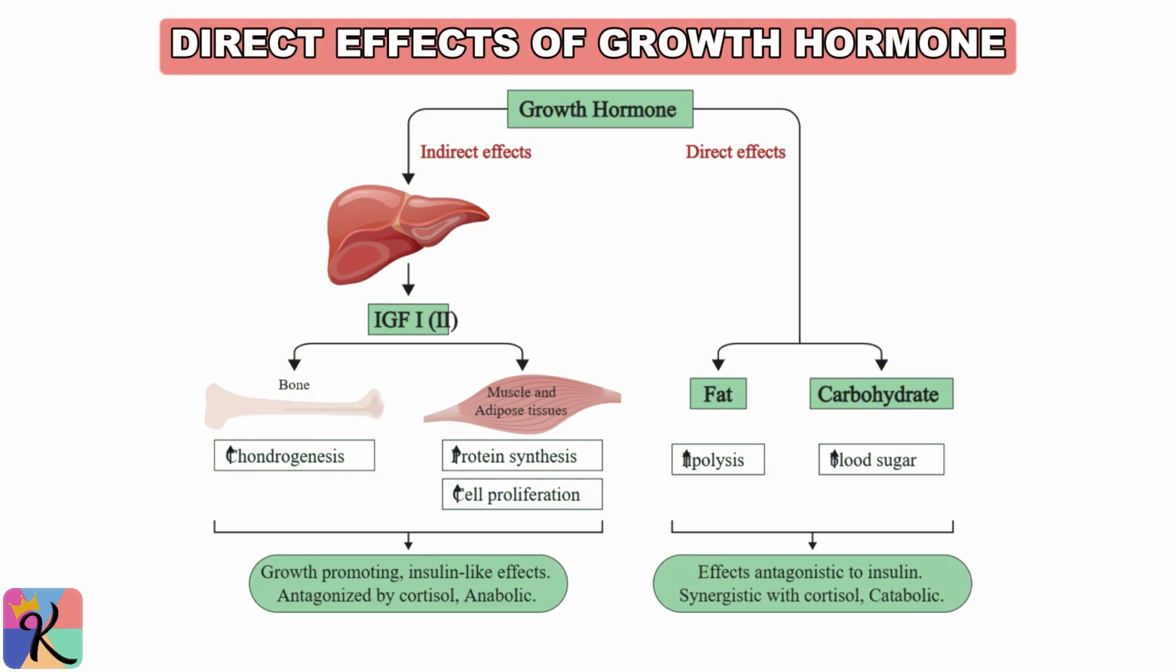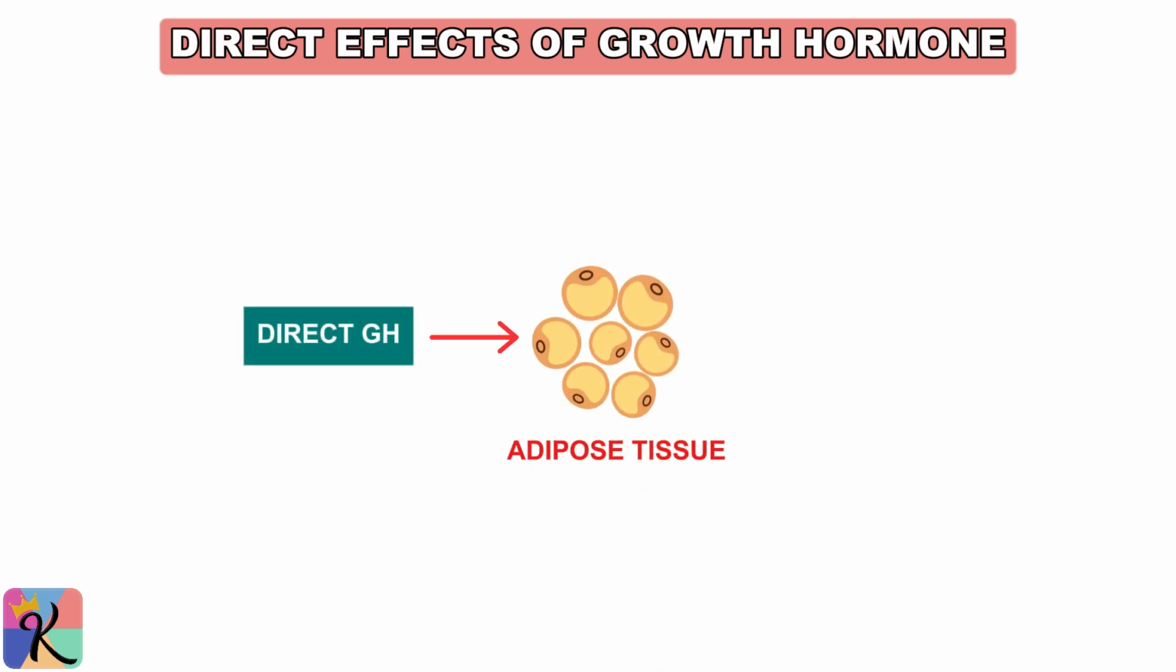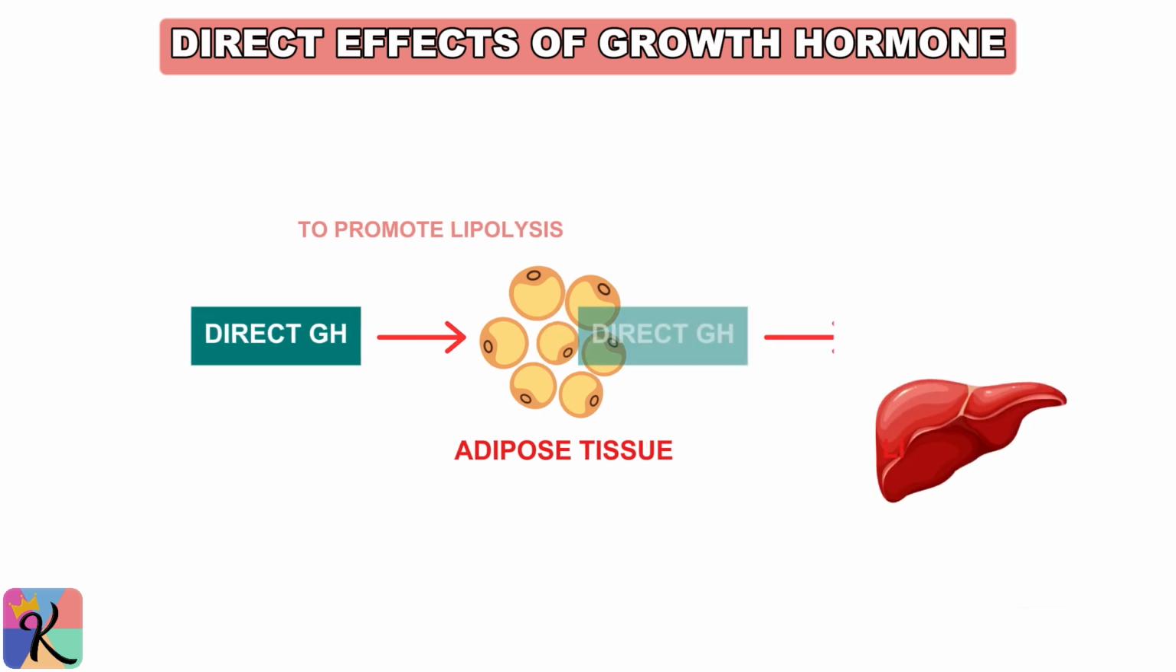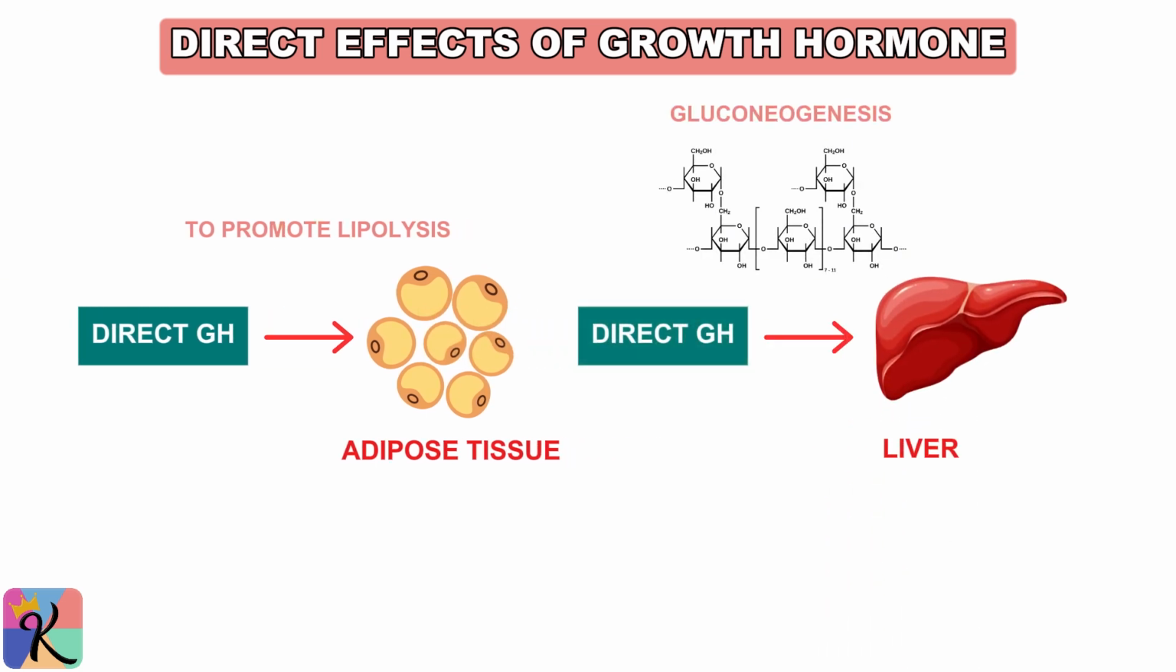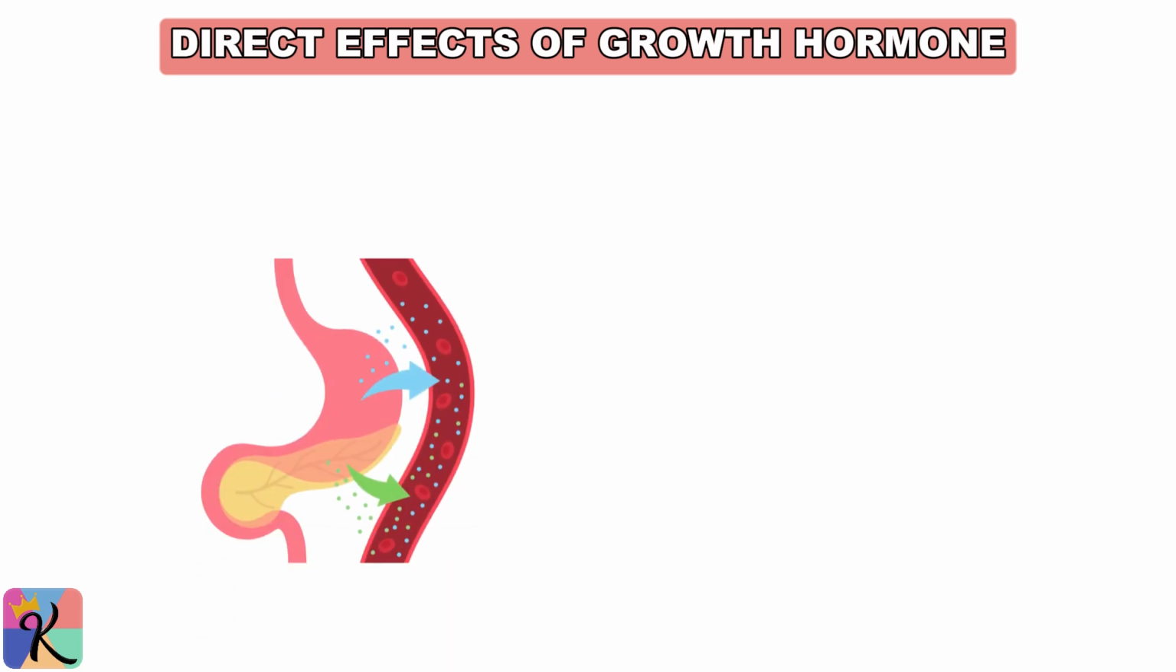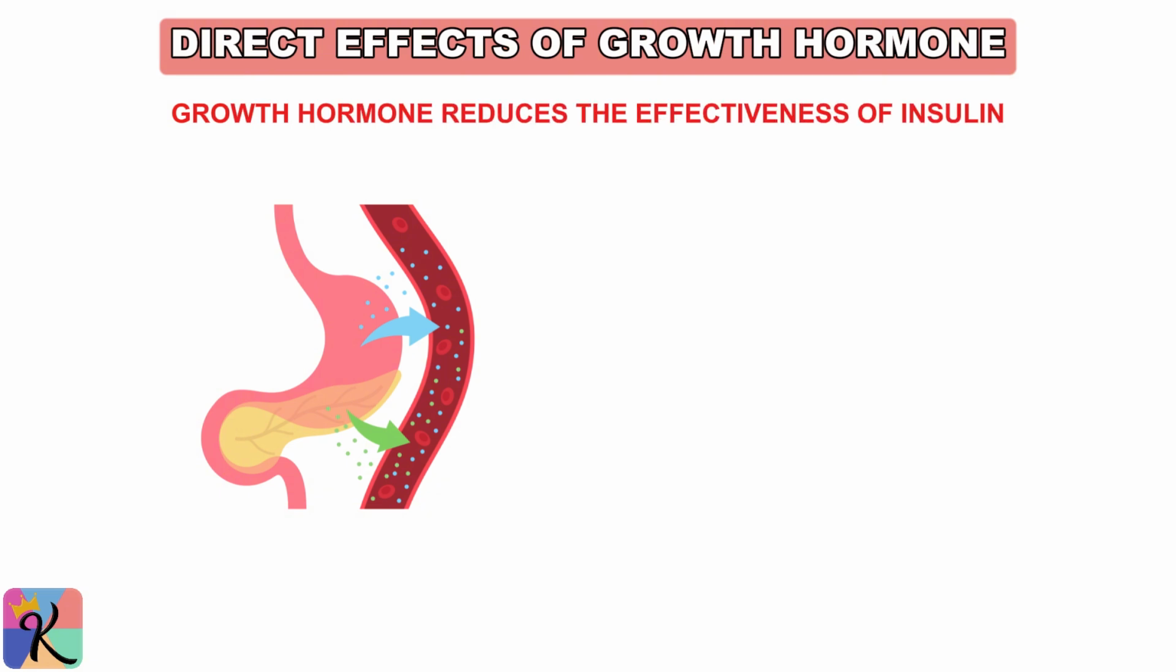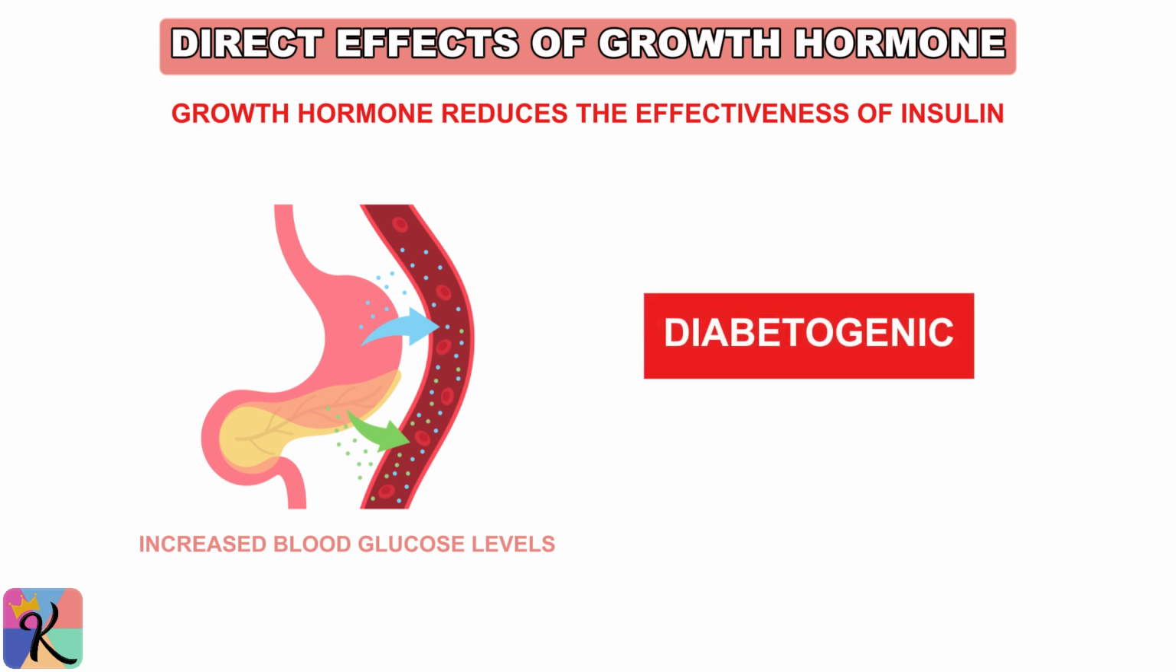Growth hormone stimulates growth and metabolism through both direct and indirect effects. Directly, growth hormone acts on adipose tissue to promote lipolysis, breaking down fats for energy. In the liver, it increases gluconeogenesis, or glucose production, and glycogenolysis, the breakdown of glycogen into glucose. Additionally, growth hormone reduces the effectiveness of insulin, leading to increased blood glucose levels. This effect is called diabetogenic, as it mimics the condition seen in diabetes.